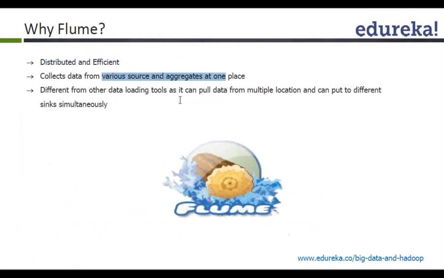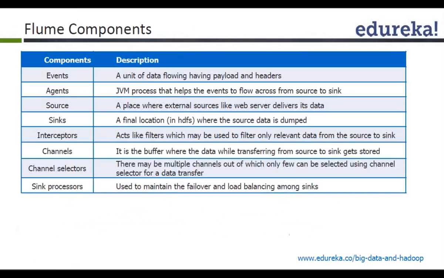You will see later on that there are three important concepts that Flume has. There is something called a source, there is something called a channel, and there is something called a sink. We will talk about it as we go ahead. It is different from other data loading techniques in that it can pull data and put it into different sinks at the same time. Anytime you have streaming data, Flume is a very good way of working with it.